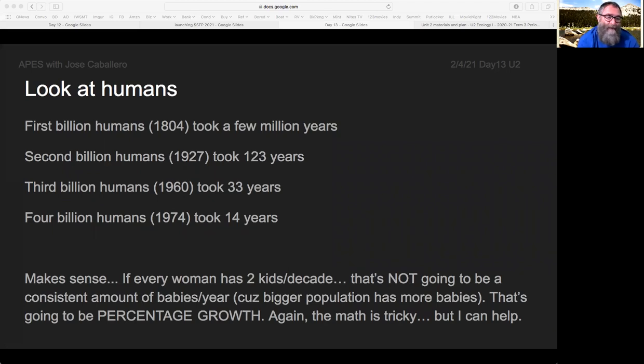You can see this pattern in humans. It took us a few million years to reach the first billion humans, and then it took us 123 years to get the second billion, and it took us 33 to get another billion, and then it took us just 14 years to get the next billion. And it kind of makes sense, right? Like if every woman has 2 kids per decade, that's not a consistent amount of babies every year, because as the population is growing, each woman having 2 kids means that the number of babies is bigger. As there's more women, there's more babies because there's more women having babies. This is percent growth. And this math is tricky.